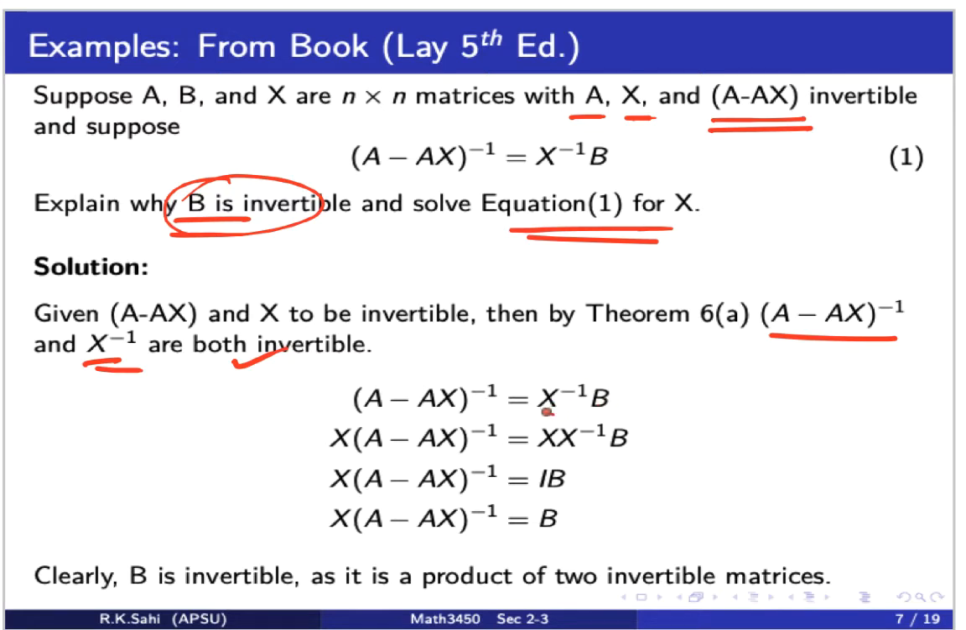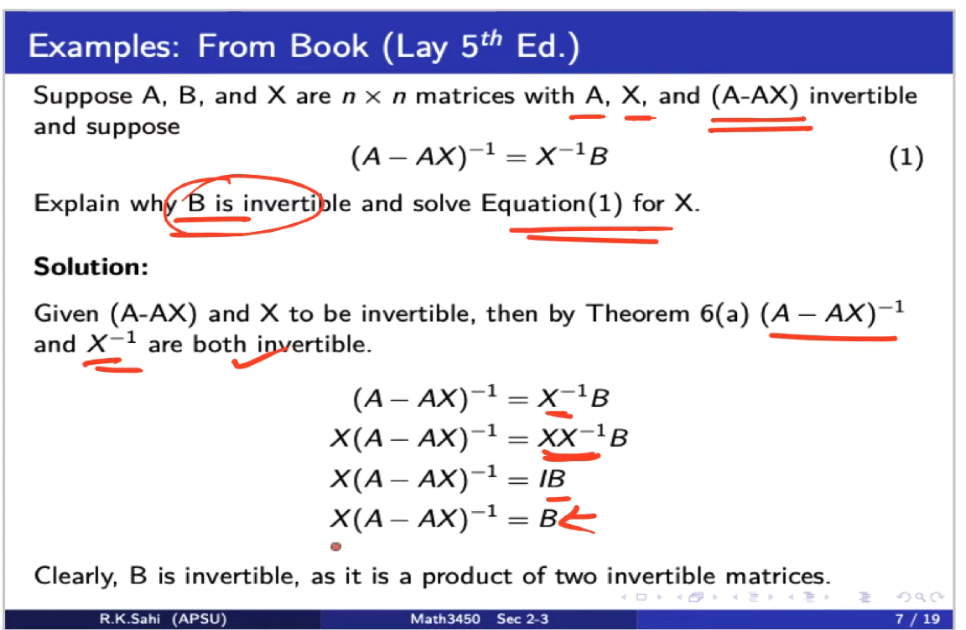So we can get rid of this x inverse. Remember, x is invertible. We can multiply by x on both sides of this equation. Then what we get is x times (a minus ax inverse) equals x x inverse times b. Remember, x is invertible. That means x times x inverse is identity, and identity with the matrix B gives us the matrix B itself.